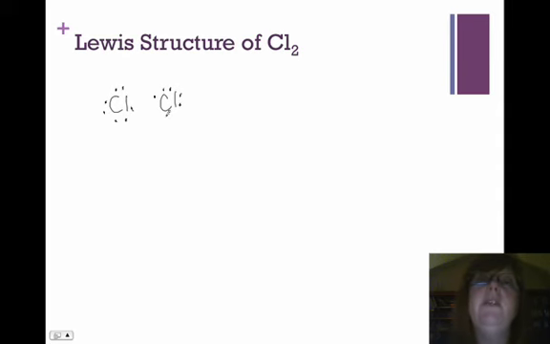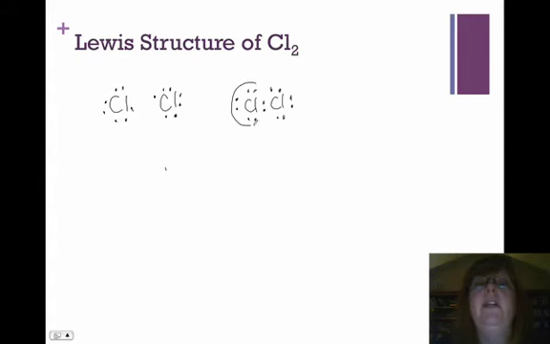Okay, each of these chlorines would like to have 8 electrons in their outer shell, so they would need to gain 1 more electron. And so what happens is they share these electrons here. And so we get something that looks like this. And here's the shared pair of electrons.